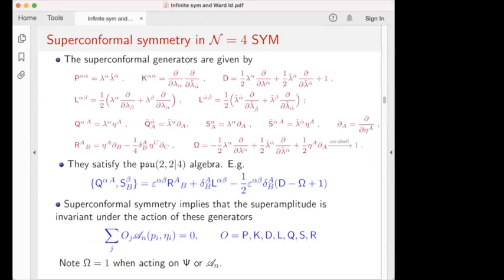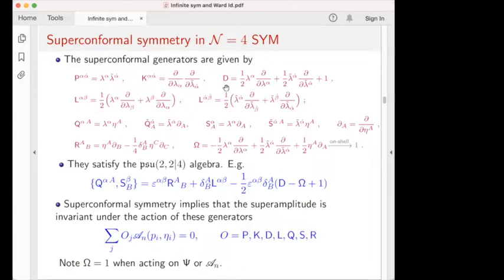So now I'm going to study this superconformal symmetry in the amplitudes of N=4 super-Yang-Mills. I will first discuss momentum space. In momentum space, all the superconformal generators are given here. We have lambda and lambda tilde, which are the spinors in the spinor helicity formalism. If we take the product of lambda and lambda tilde, this gives a translation generator. And here we take the derivative with respect to the spinor, and then we get the special conformal transformation.